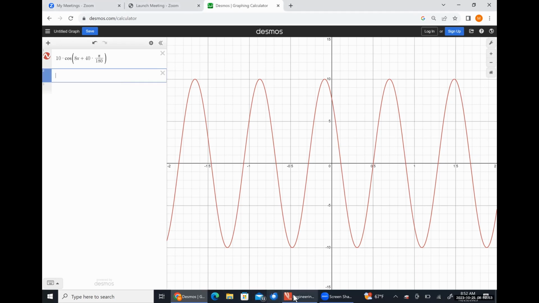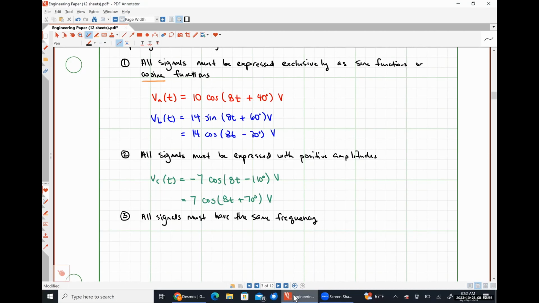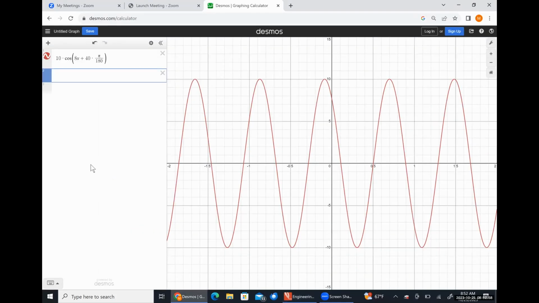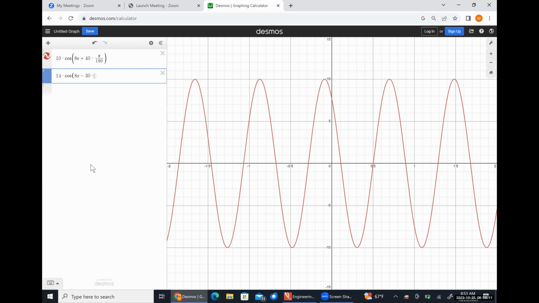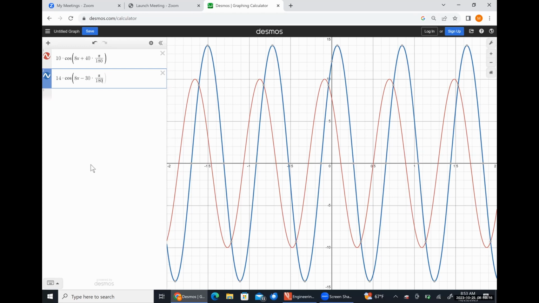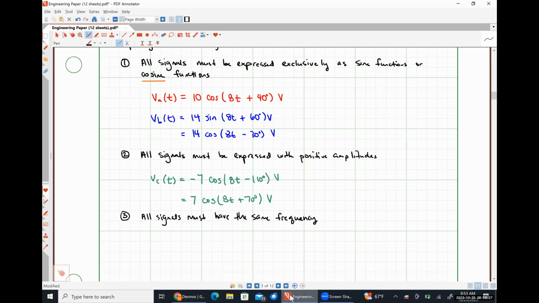VB was 14 cosine 8t minus 30 degrees. So 14 cosine 8x minus 30 times pi over 180. That was in blue. And then now I need my signal in green, 7 cosine 8t plus 70 degrees.